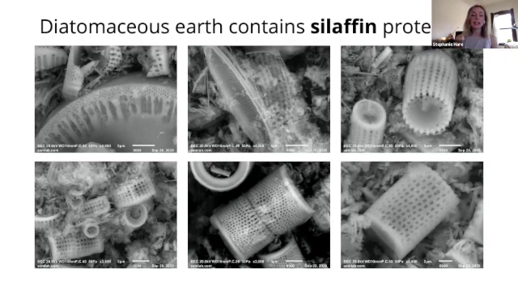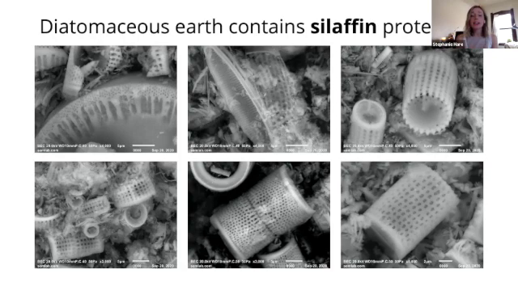And this reaction to generate silica into these interesting morphologies occurs on a protein called silafin, which is a portmanteau of silicon and affinity. So these are proteins that have an affinity for silicon. And they're able to template the oligomerization of silica in order to make these interesting structures.